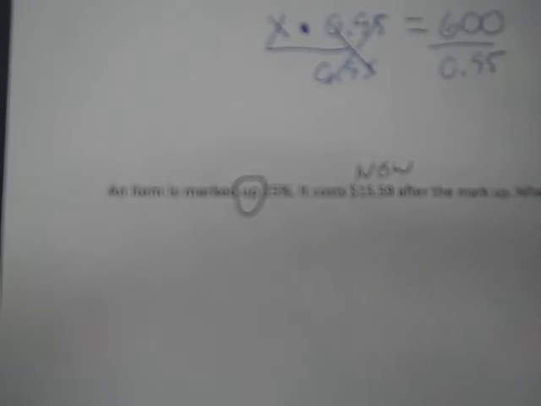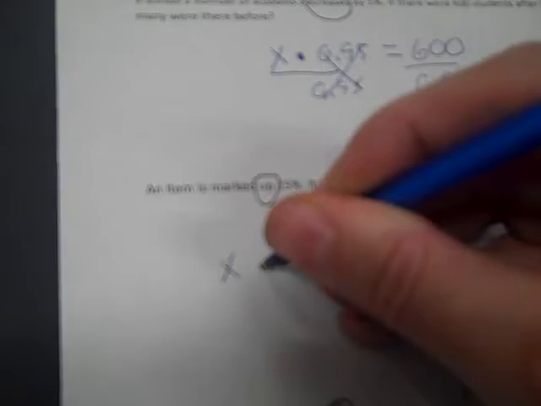Okay. Next, an item is marked up 15%. It costs $15.99 after the markup. That's the new price. What was the price before the markup? Okay, so the original. Well, I don't have an original, okay? So that's X times.